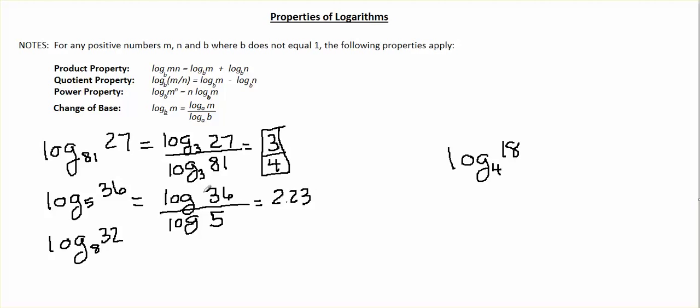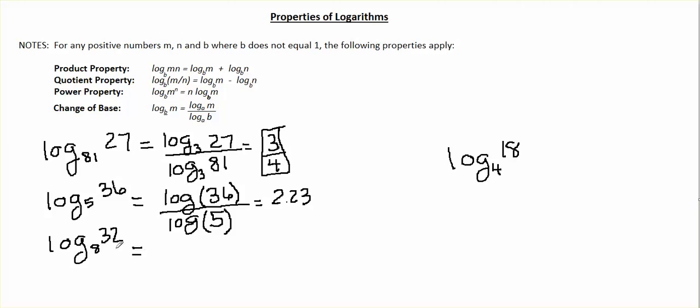And remember, on your calculator, when you press your log button, you're going to enter your number. Make sure there's parentheses around it. And then you're going to hit the divide button and make sure there's parentheses around here when you enter logarithms into your calculator. Okay, so let's go ahead and do this example.